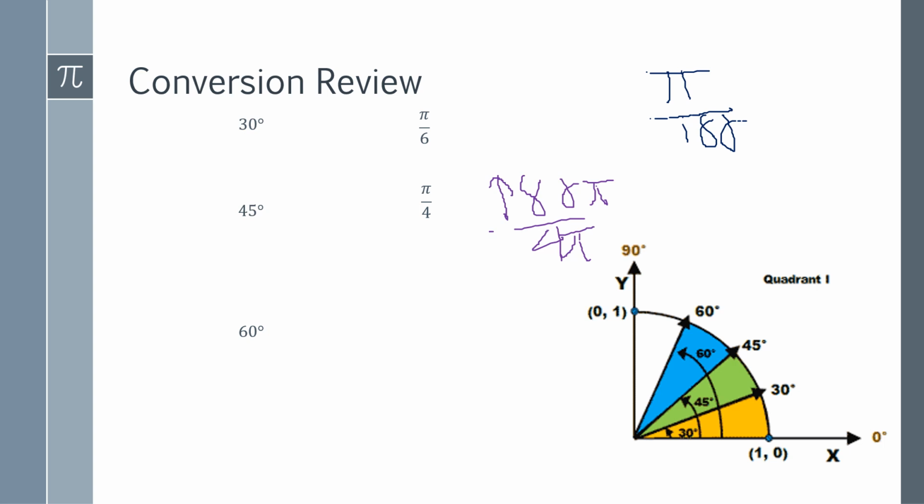60 degrees, 60 divided by 180 is not going to give you pi over 6, it should give you pi over 3. Just like that.